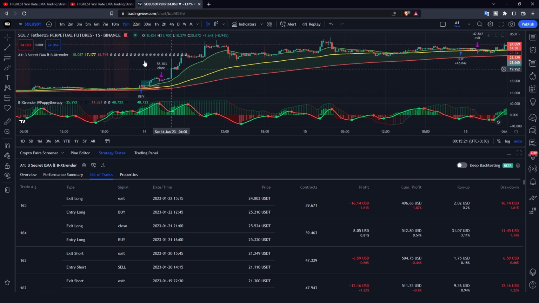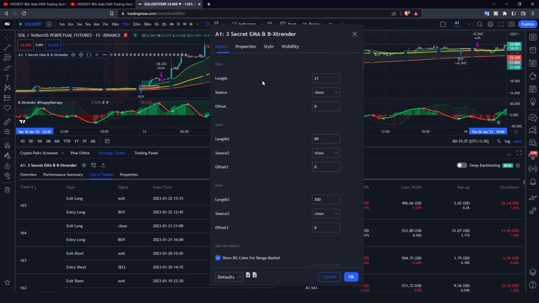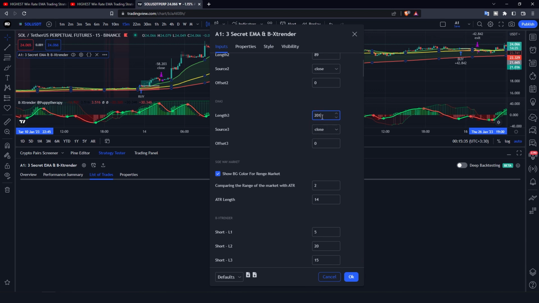Well, what do we have in this strategy? At first, we have 3 EMAs that are changeable: first EMA, second EMA, and the third EMA. You can change the lengths of any of the EMAs that you want.